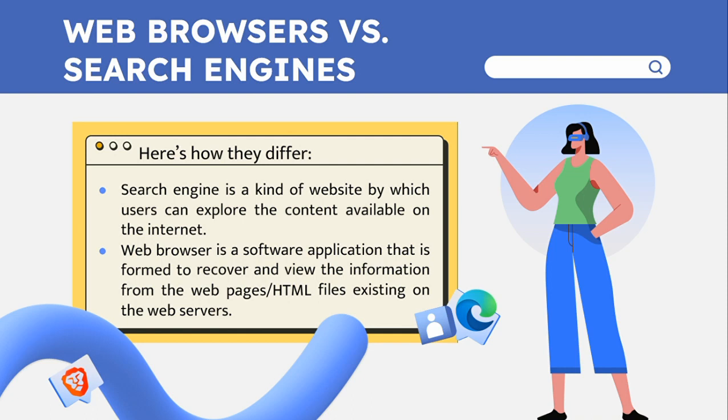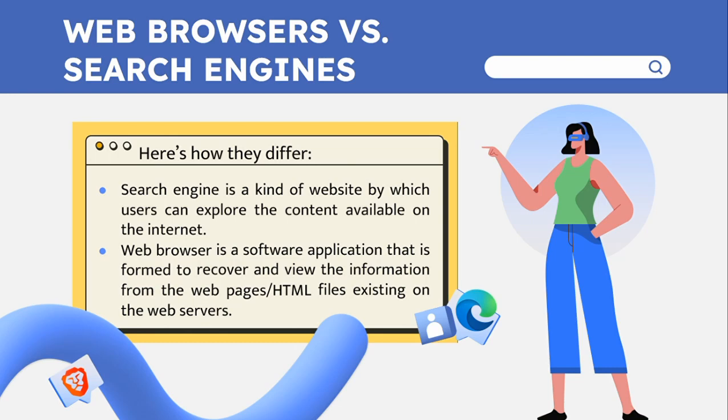Now, many people believe that web browsers are search engines, which is wrong. As I mentioned a while ago, a web browser can be used to search for information on the internet, but they are not search engines themselves. When you type a question into the address bar, it's not the browser that looks for the answer for you, but the search engine. Now, here's how they differ.